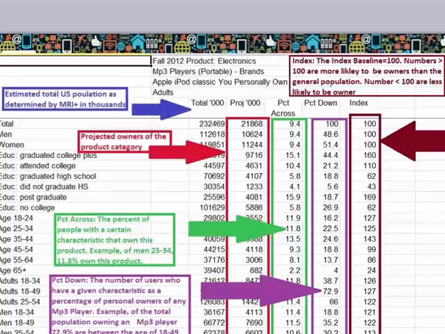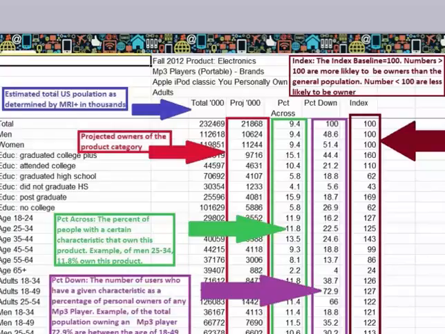The first column, as you see, describes the kind of categories that are used in the table, and the column next to it, which says the total in thousands, is the estimated total U.S. population as determined by MRI and is provided in thousands. So you need to add 3 zeros after each of these numbers.